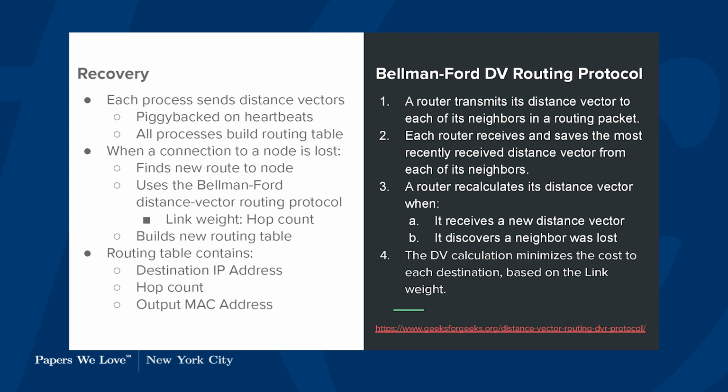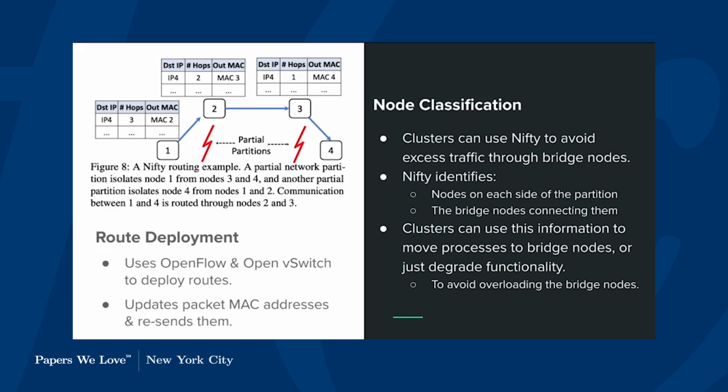These routing tables can contain the destination IP address, how many jumps or hops it'll take to get there, and then the MAC address that I want to send it to, which is the next MAC address in the chain. From this diagram here, we have a 4-node cluster. There are partial partitions that prevent 1 from talking to 4, 2 from talking to 4, and 3 from talking to 1. So if 1 wants to send a message to 4, it has to route it from 1 to 2 to 3, and then finally to 4.